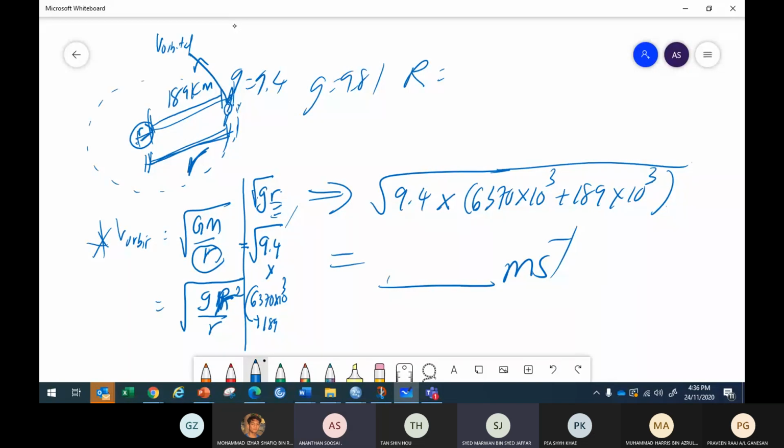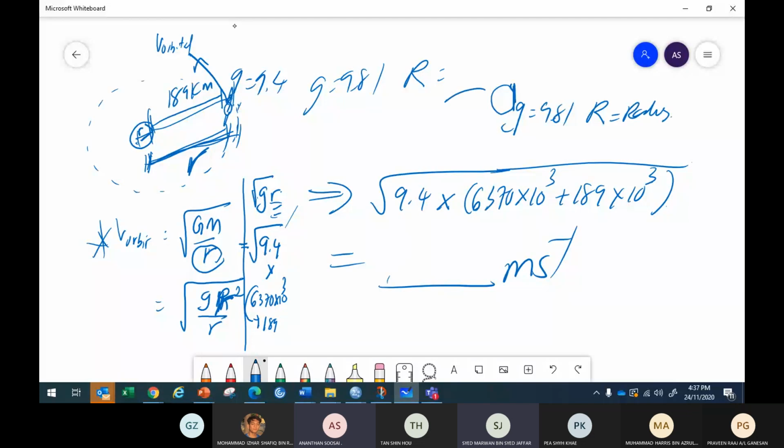So the GM can change to gr squared. Sometimes they give the g at the surface. G at the surface, they'll tell you 9.81. Then the R you must use is the radius of the Earth. You must use the radius of the Earth.